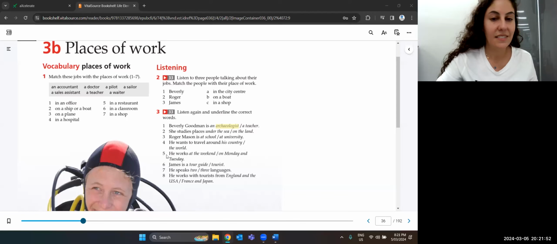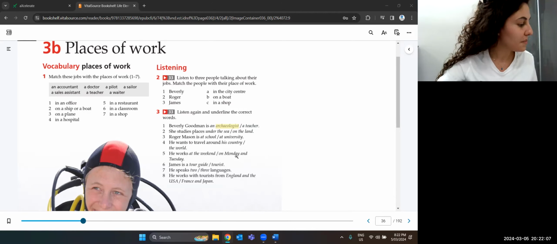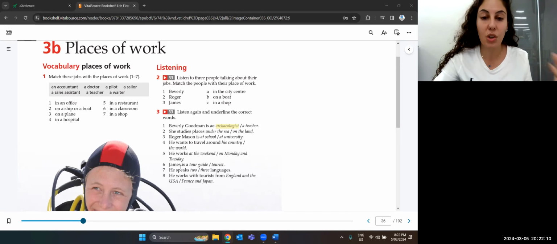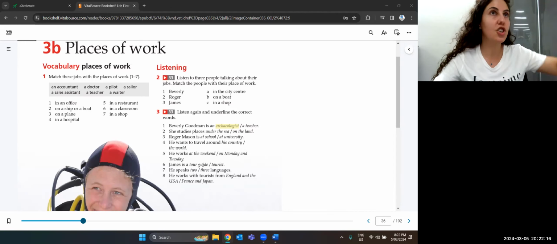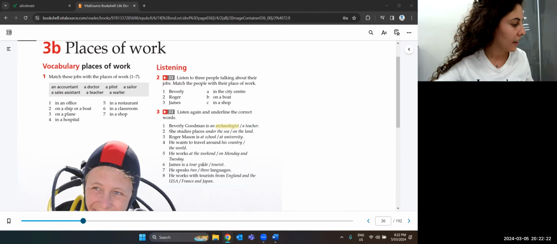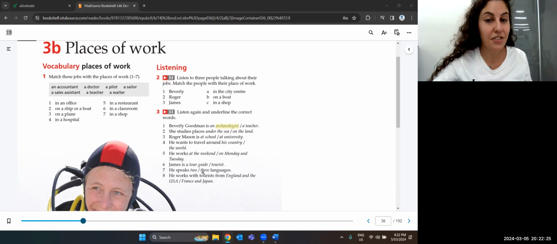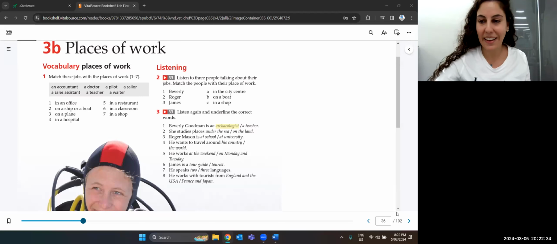He works. Now in Australia, we say on the weekend because this is a British book. So make sure we say on the weekend. Anytime you see at, make sure it should say on the weekend. And James is, so we're using the verb to be to talk about our job. So James is a tour guide. So he shows people around and gives information about places of the city. He speaks 3 languages. He works with tourists from England and France and Japan.